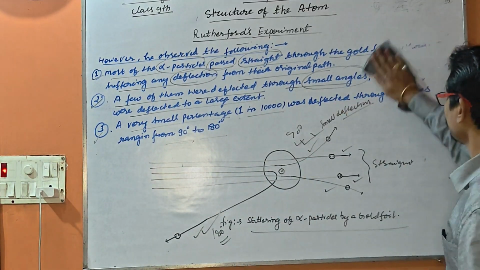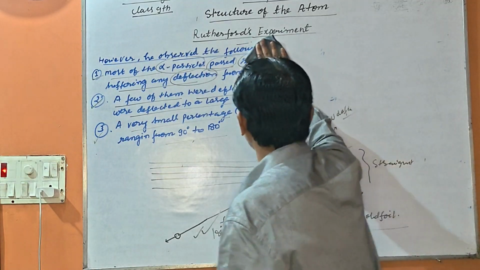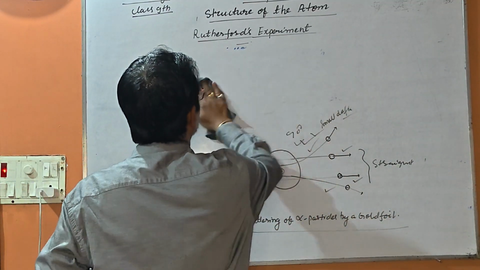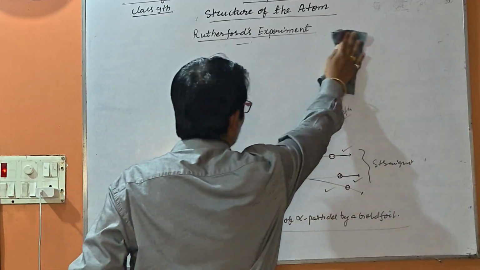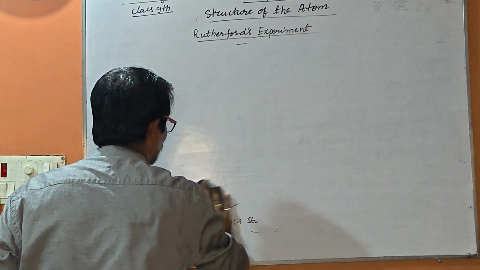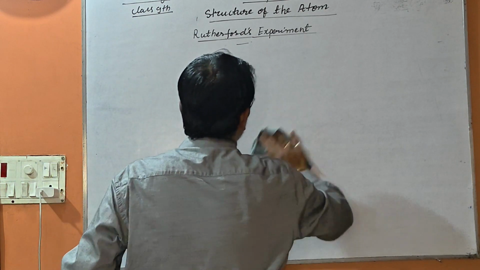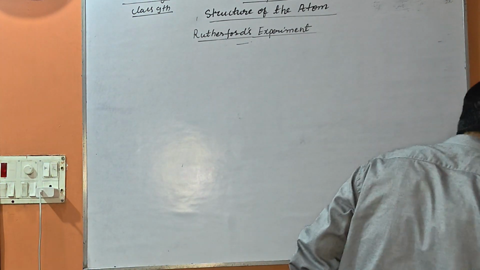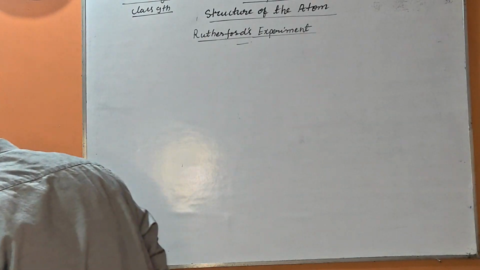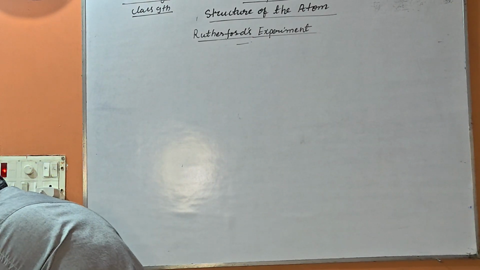So my dear students, let us understand these things in brief. I am not going to give you lengthy notes. I am giving you the main points and the things you have to write in the examination. Rutherford model of an atom: you can write the Rutherford model theory and then the experiment. So Rutherford will explain.